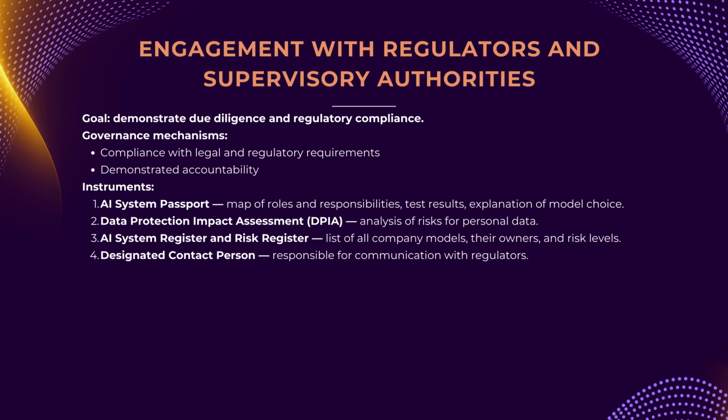Engagement with regulators and supervisory authorities. Our goal here is to demonstrate due diligence and compliance. Core AI governance tasks are meeting regulatory requirements and demonstrable accountability. Execution tools include the AI System Passport, containing everything from the stakeholder map and RACI to bias testing results and model choice justification. The Data Protection Impact Assessment, mandatory in many jurisdictions for analyzing personal data risks. AI System and Risk Registers, internal documents cataloging all AI models used by the company and their risks. And a Designated Contact Person, a formal role responsible for communication with the regulator.